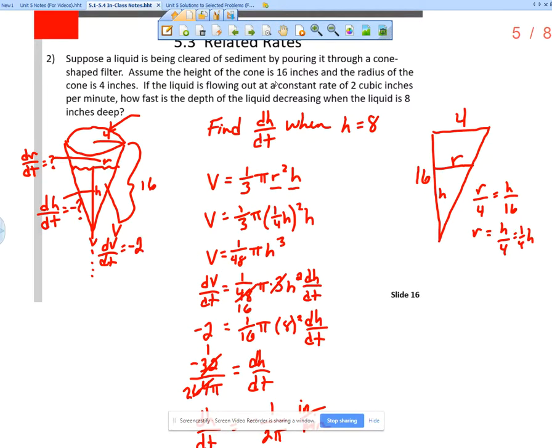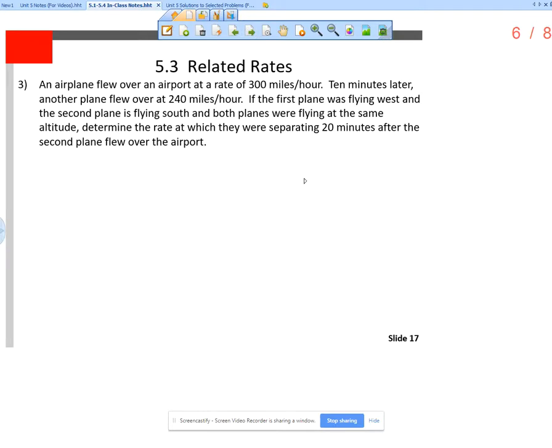All right, and so then we have one more example that we'd like to do. All right, moving on to slide 17. An airplane flew over an airport at a rate of 300 miles per hour. 10 minutes later, another airplane flew over at 240 miles per hour. If the first plane was flying west and the second plane was flying south, and both planes were flying at the same altitude, determine the rate at which they were separating 20 minutes after the second plane flew over the airport.